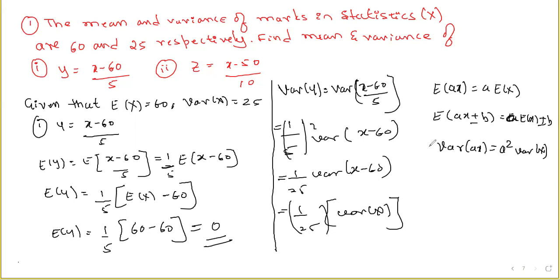Why? Because we know the property that variance of x plus or minus b is only variance of x. So this is nothing but variance of x. What they given? Variance of x is also 25. So 25 divided by 25 gets cancelled, we will get 1. So expected value of y is 0 and variance of y is 1, hence y is a standardized random variable. Clear? Similarly, we are interested to find the expected value of z and variance of z.